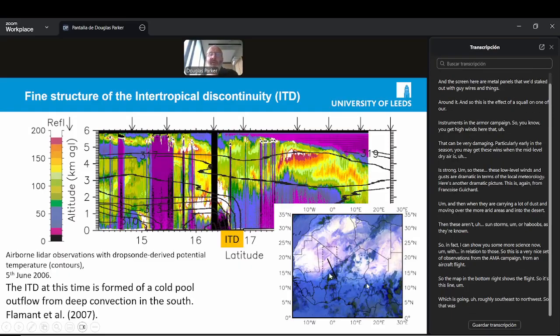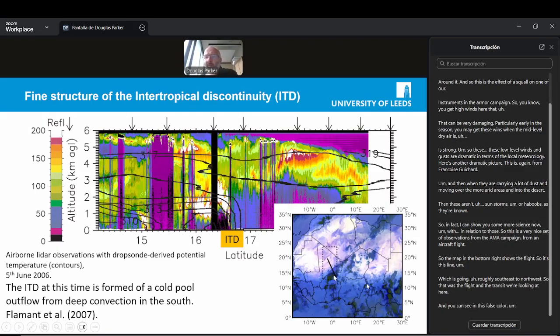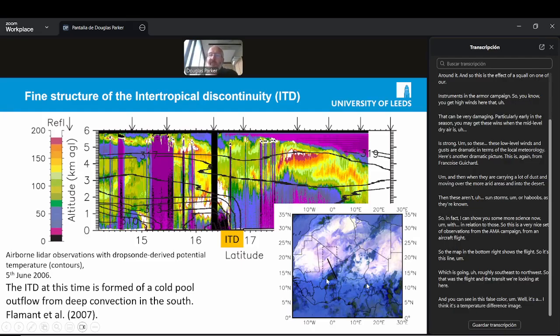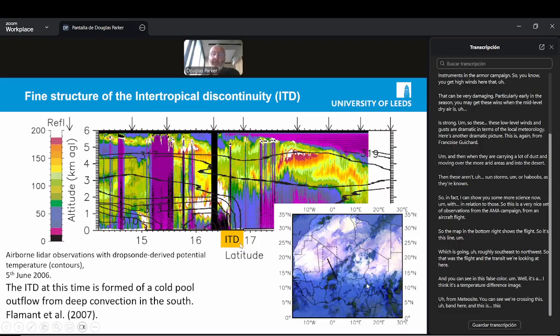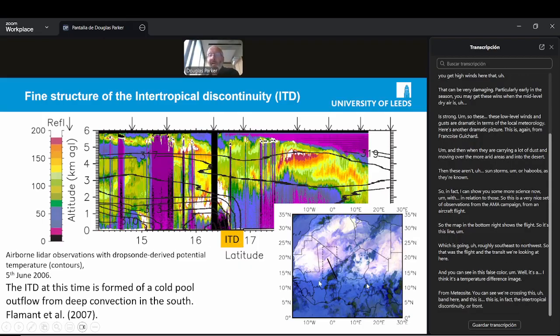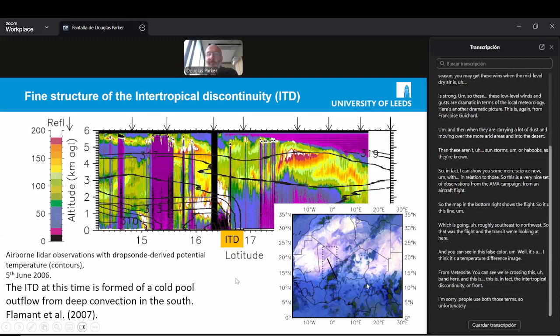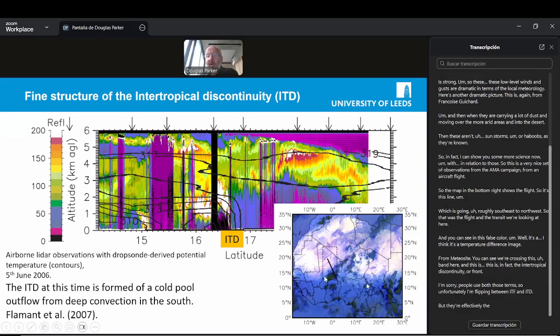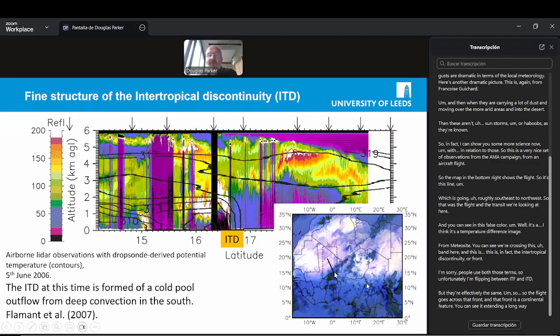So that was the flight and the translate we're looking at here. And you can see in this false color, I think it's a temperature difference image from Meteosat, you can see we're crossing this band here, and this is in fact the intertropical discontinuity or front. I'm sorry, people use both those terms, so unfortunately I'm flipping between ITF and ITD, but they're effectively the same. So the flight goes across that front, and that front is a continental feature. You can see it extending a long way across the continent.